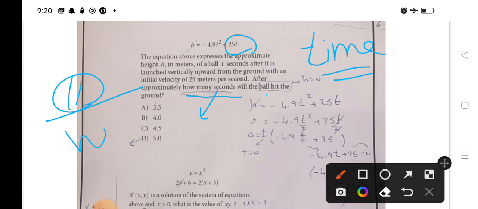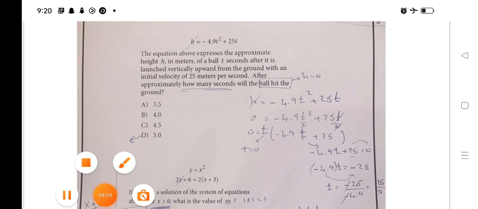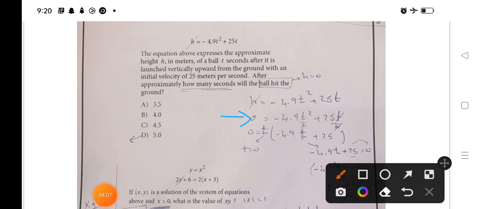So what about the height here? Bravo, I can hear your voice. The height here is 0. And instead of h, I will write 0. So I substitute height 0 and rewrite the equation: 0 equals negative 4.9 t squared plus 25t. Take t as a common factor outside and open the bracket. What shall I do here?